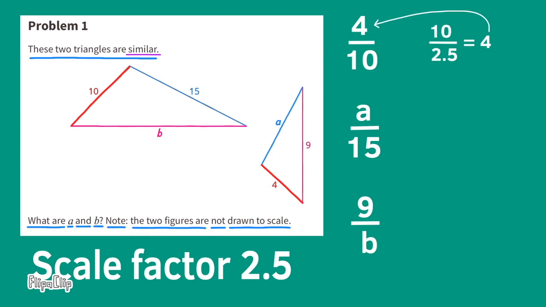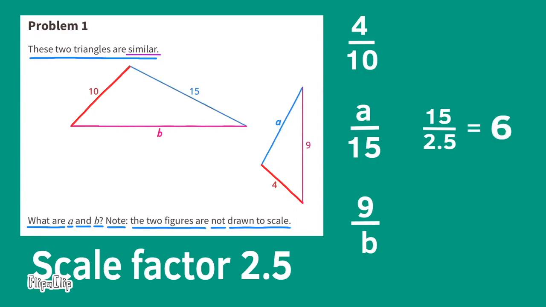We can use this same strategy to find A. 15 divided by 2.5 equals A, and 15 divided by 2.5 equals 6. So the missing length for A is 6 units.